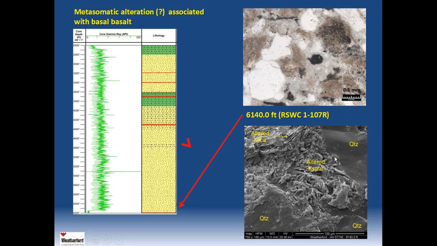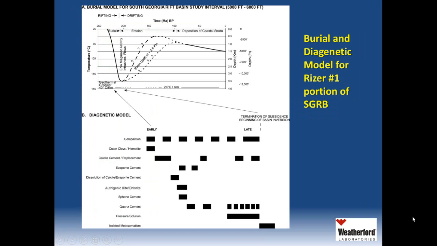This is an SEM photograph. And this is an altered K-spar, and there are clays. Essentially, these things look like they've been baked, and they're fairly close to this. There was probably a more extensive intrusion down at the bottom. So what is the model? This is our model right here.